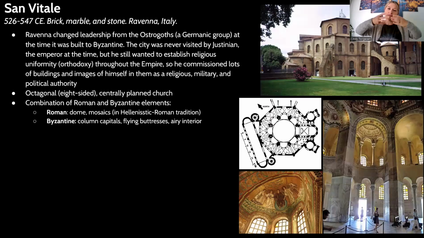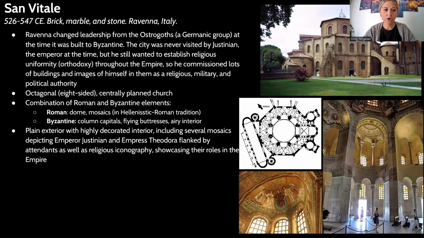Because again, if you don't have a ton of columns right in the middle of a space, there's nothing to support the roof. So the weight has to go somewhere. By adding flying buttresses, you have it basically going on the exterior of the church.